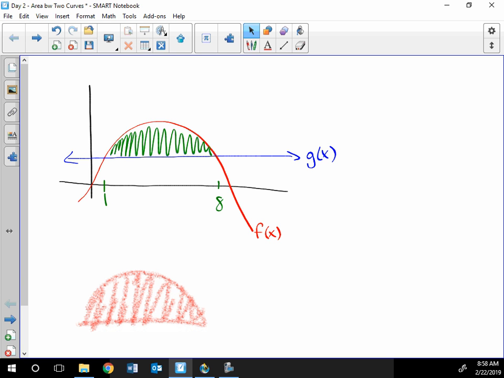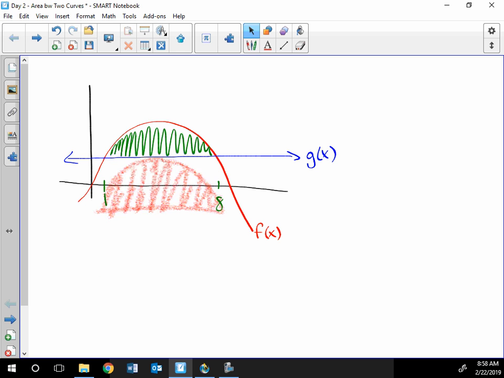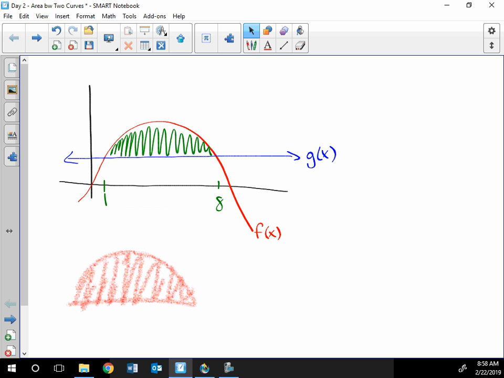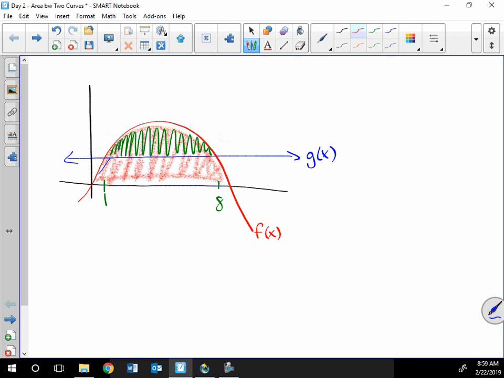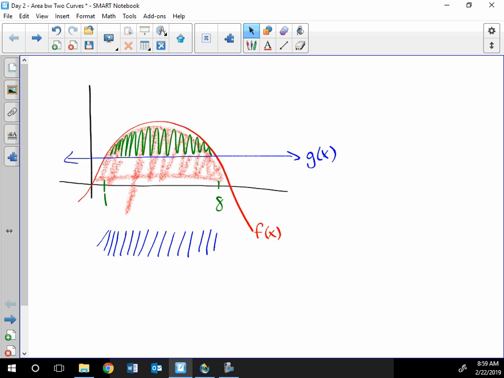Okay, so what are your thoughts? How can we find just that green area rather than our original, all that red area? What would we do? Subtract what? Good. So if we subtract our integrals, our red area would be all of this. I want to get rid of this area here. I don't want this area. So if I were to subtract this away, then I would be left with only my green area there.